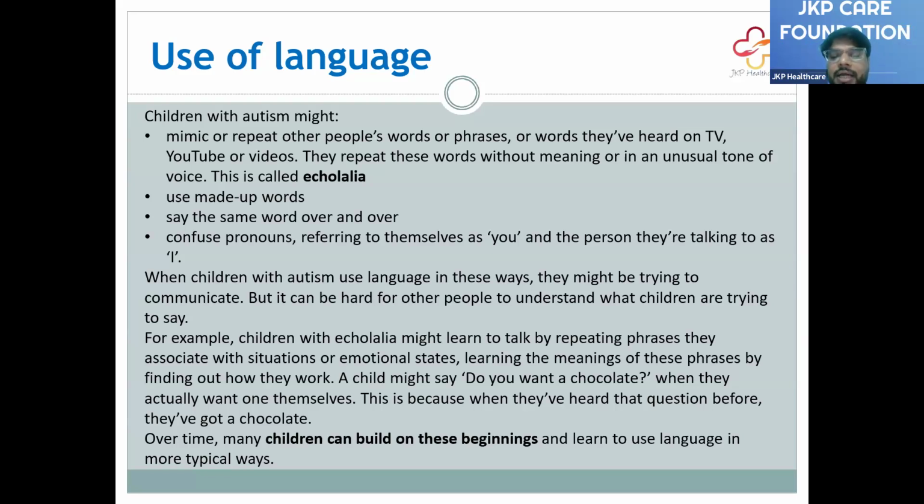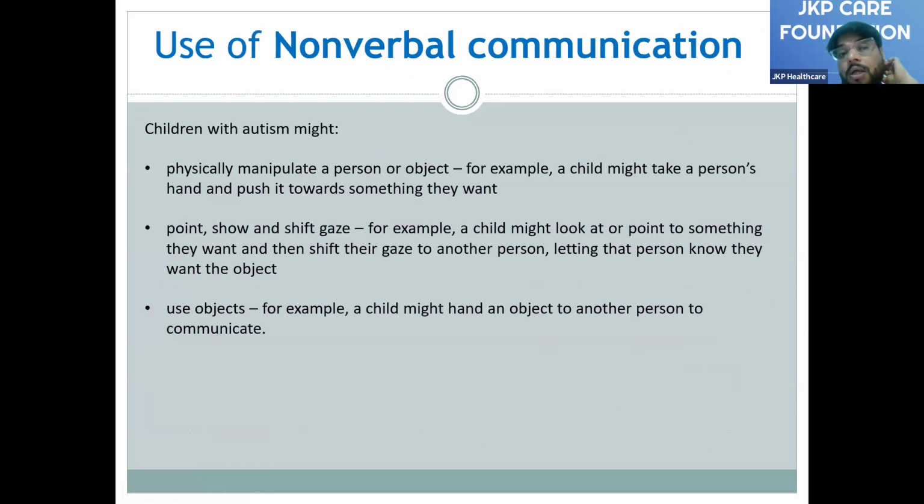Over time, many children can build on these beginnings and learn to use language in more difficult ways. So with time, धीरे-धीरे बच्चे सीख जाते हैं. With speech and language therapy, also, children develop, and we work on the use of language. Now, use of non-verbal communication.